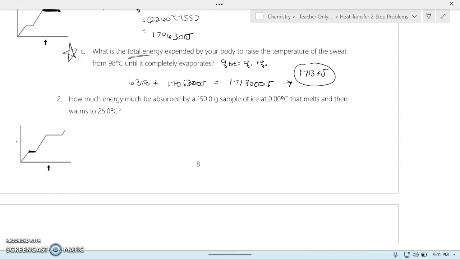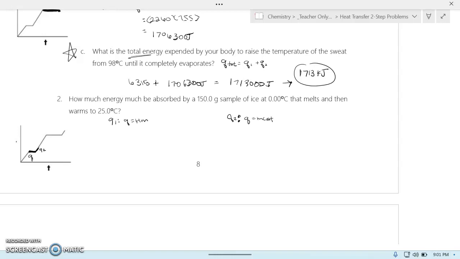So we're going to go all the way through heat of fusion and then warms to 25. So we've got two sections again. This will be Q1 and Q2. Our Q1 is using Q equals HM with heat of fusion. And our Q2 is going to be doing Q equals MCΔT with our specific heat of water and a temperature change of 25, 0 to 25.